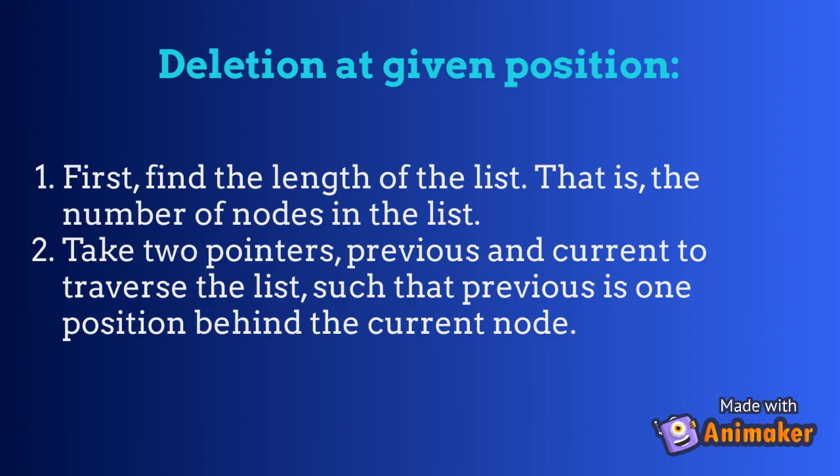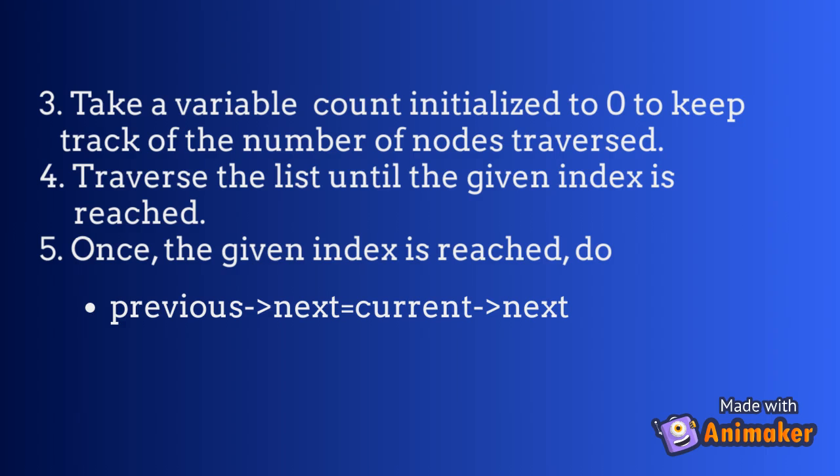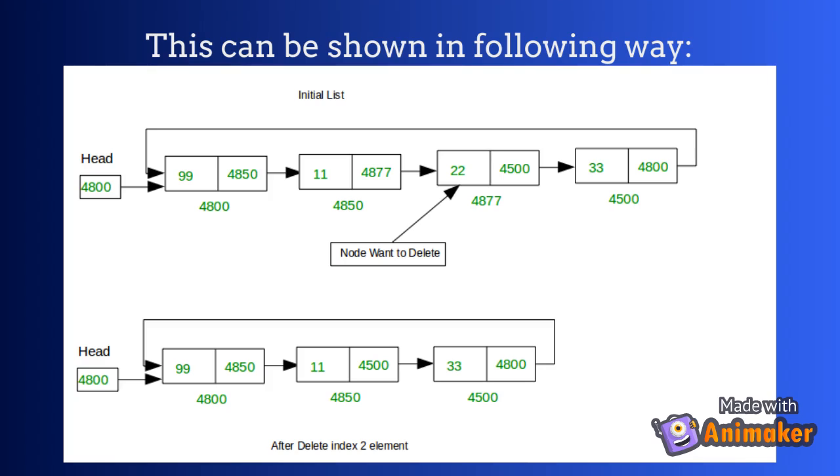Deletion at given position. First, find the length of the list, that is, the number of nodes in the list. Take two pointers, previous and current, to traverse the list, such that previous is one position behind the current node. Take a variable count initialized to 0 to keep track of the number of nodes traversed. Traverse the list until the given index is reached. Once the given index is reached, do previous next is equal to current next. This can be shown in the following way.